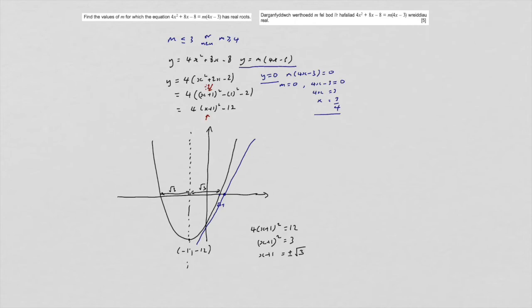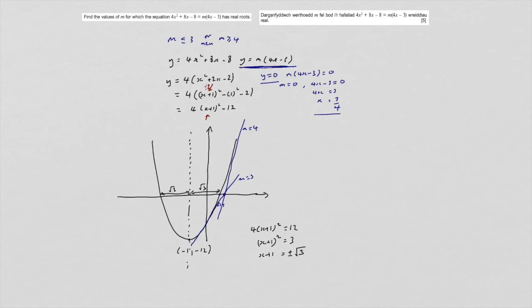We can also see that there will be a line that just touches the quadratic going through that point down here, and there will be another one somewhere up here. It's meant to touch. And those represent, this one represents m equals 3, and this one represents m equals 4. And we can tell that by thinking about the gradient of this line here, which is 4m. So as m gets larger, the gradient gets larger.